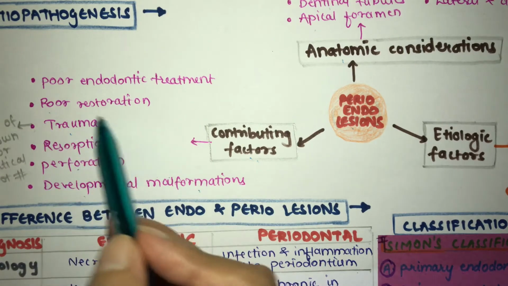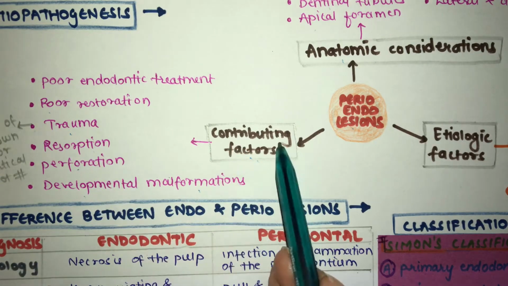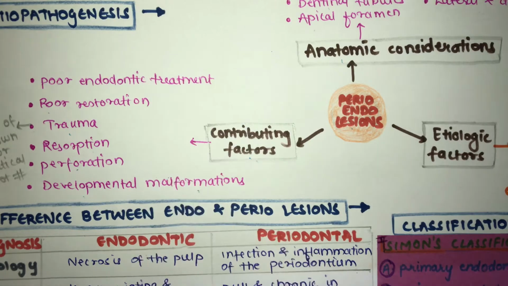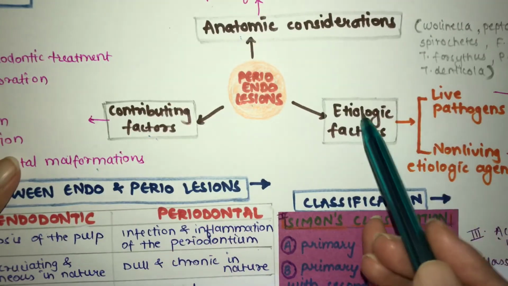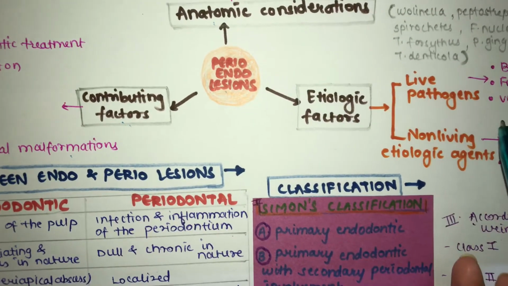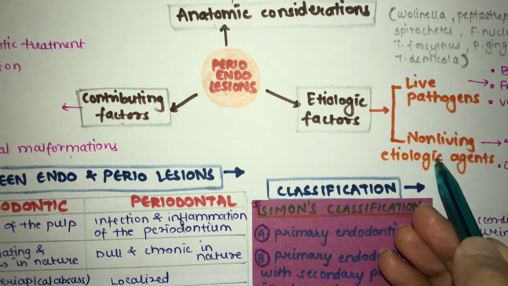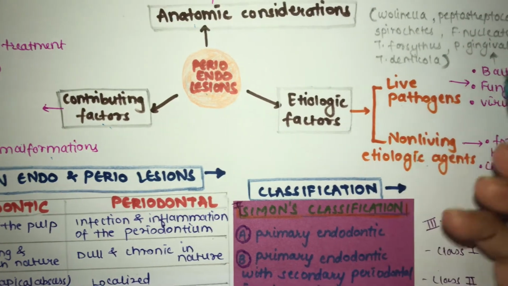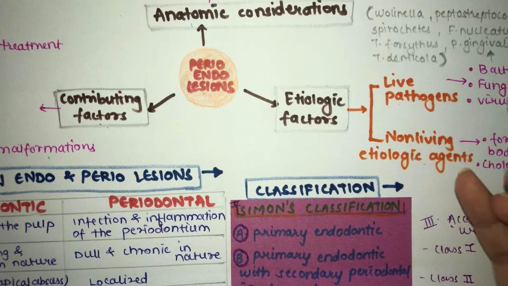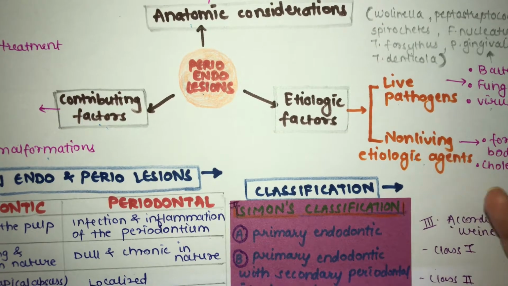So this is nothing but trauma. So these all are the contributing factors which lead to the endo-perio lesion. The next are the etiological factors. So etiological factors can be live pathogens and non-living etiological agents. So live pathogens can be bacteria, fungi and viruses. So there are various bacteria which are present.